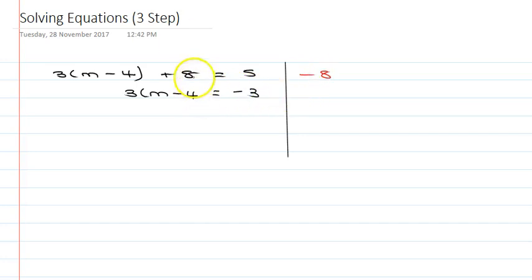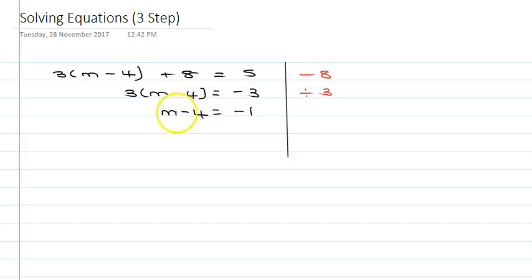The next thing I'm going to do is divide by 3, because I need to make sure that I'm just left with m minus 4, the bracket. So divide by 3. On the left I'm left with m minus 4, and on the right it's minus 3 divided by 3, which is minus 1.